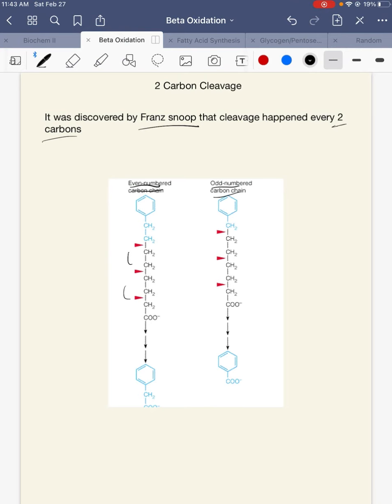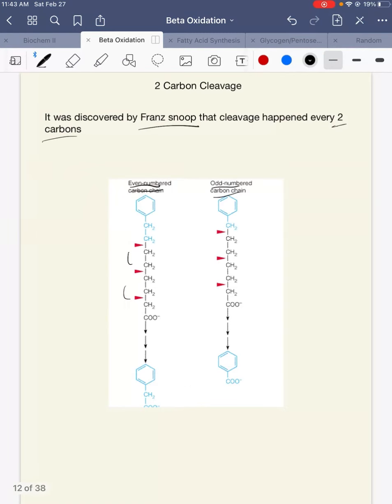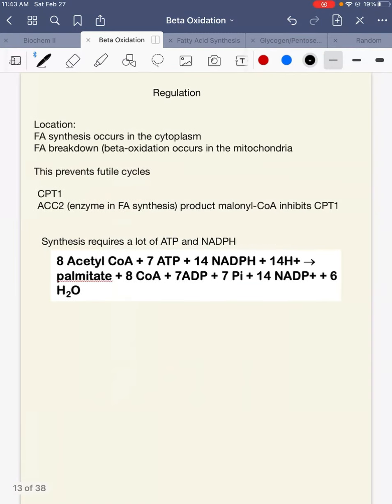Okay, so we'll talk about, of course, the mechanism for that later, but let's go over some regulation once it's inside the cell. Okay, so we said fatty acid synthesis occurs in the cytoplasm, and then breakdown, beta oxidation, occurs in the mitochondria. Okay, so we need to get it in the mitochondria. Once the fatty acid is in the cell, it's in the cytosol, so we need a way to get it in the mitochondria. And then we use... so this prevents a futile cycle because they happen in different organelles in the cell.